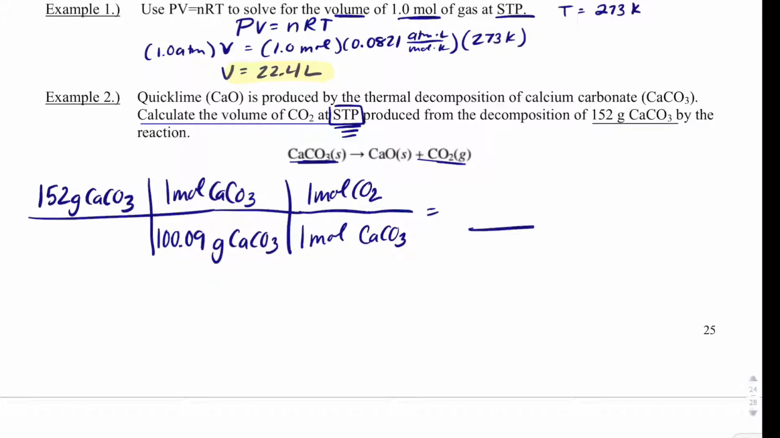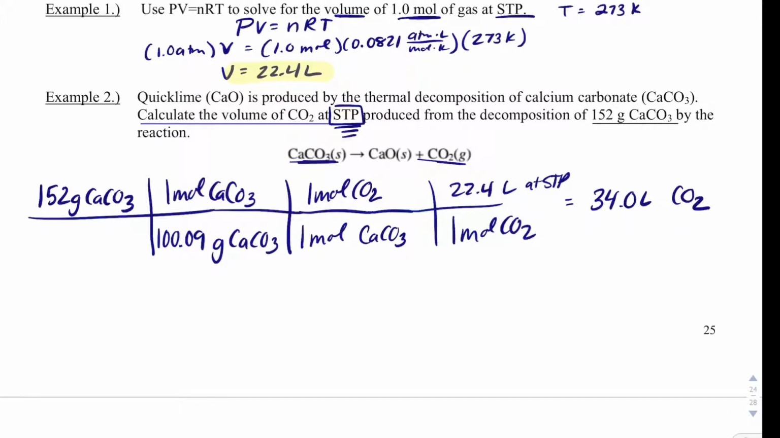If I stopped, I would have some moles of CO2, and then I could plug it into PV equals nRT. Because I'm at STP, I know the temperature, and the pressure would be 1, so I could solve for the volume. But what's nice about STP is I can save myself some time and just say 1 mole of CO2 equals 22.4 liters at STP, and so that'll be 34.0 liters of CO2. Easier math to do it all in one step.